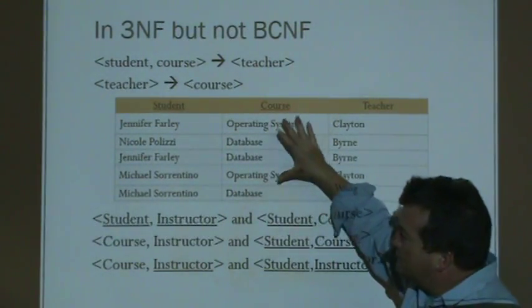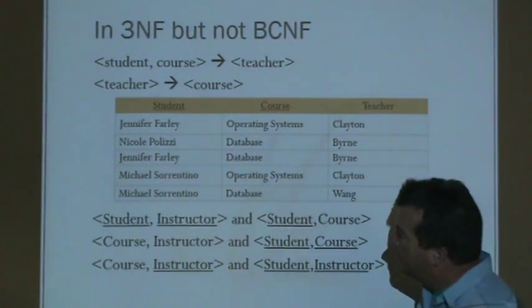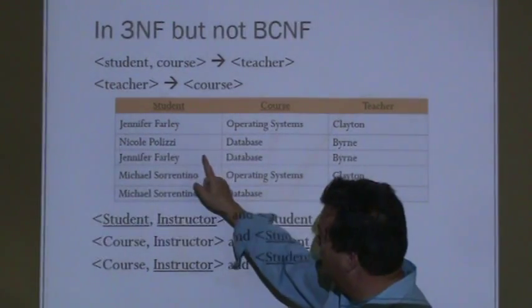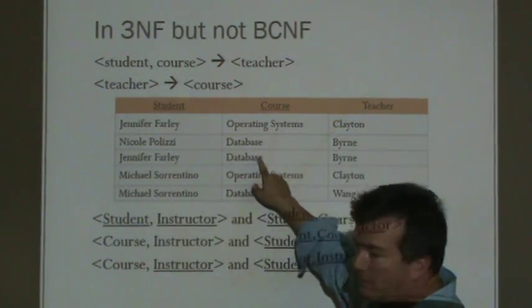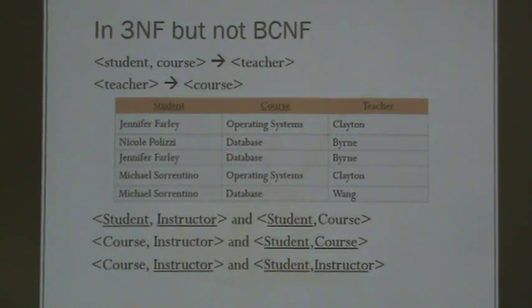So as it is right now, it is in first, second, and third normal form, but it's not in Boyce-Codd normal form, because this dependency, the teacher is dependent on the course, does not follow Boyce-Codd normal form.